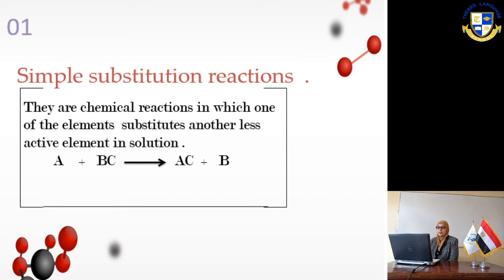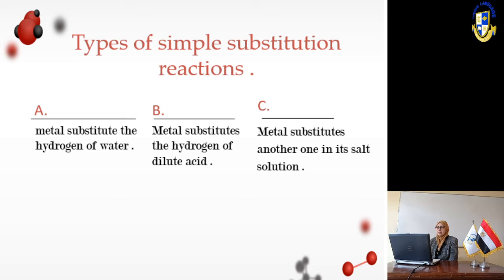Slide number 5. Types of simple substitution reactions. A. Metal substitutes the hydrogen of water. B. Metal substitutes the hydrogen of dilute acid. C. Metal substitutes another one in its salt solution.